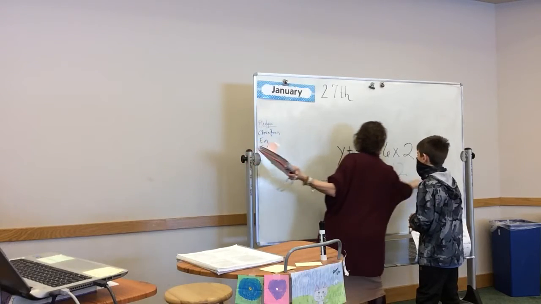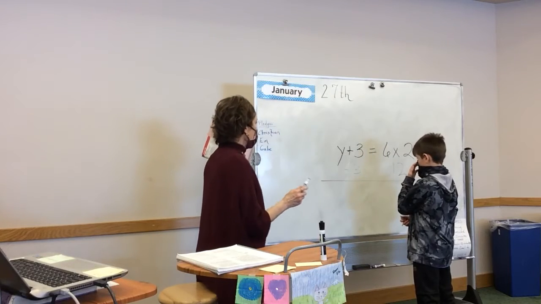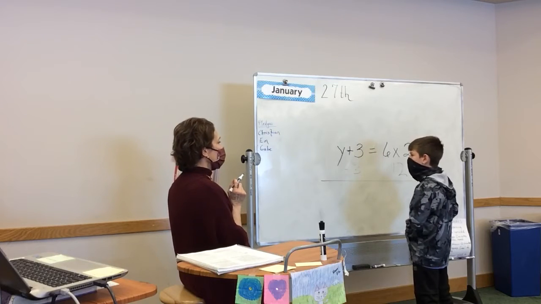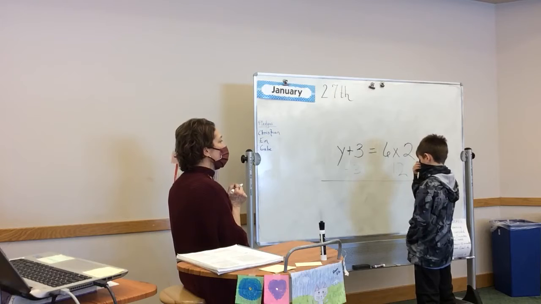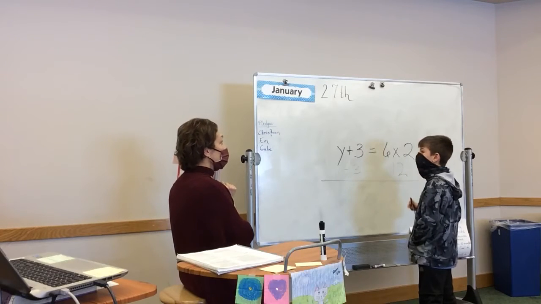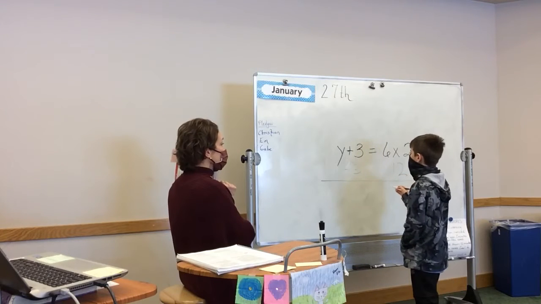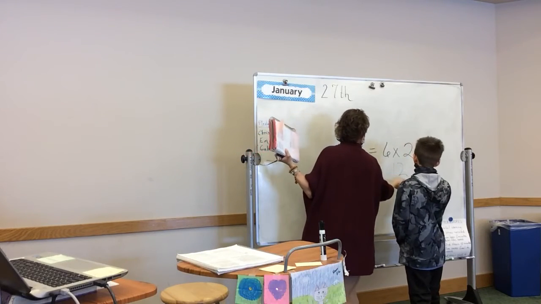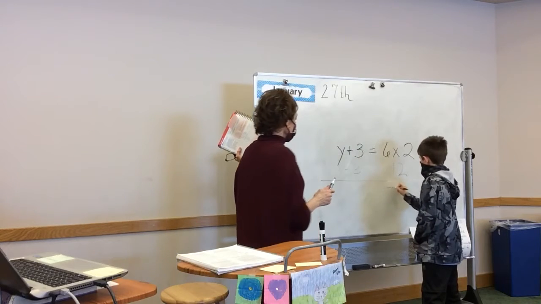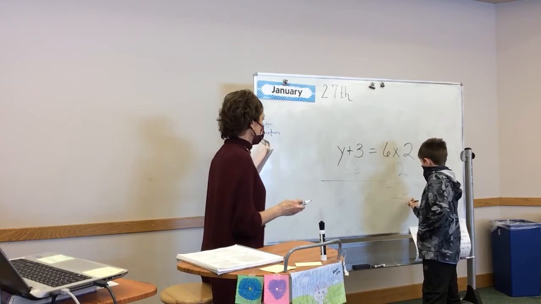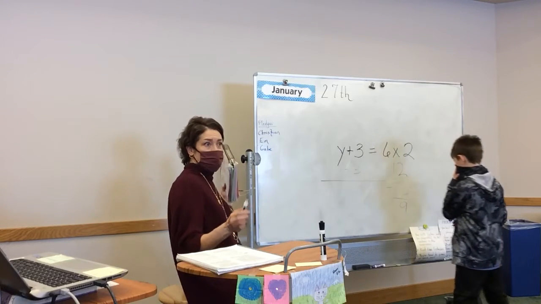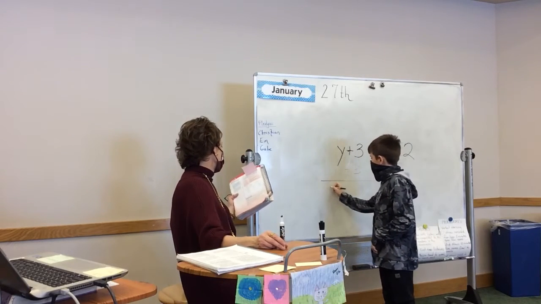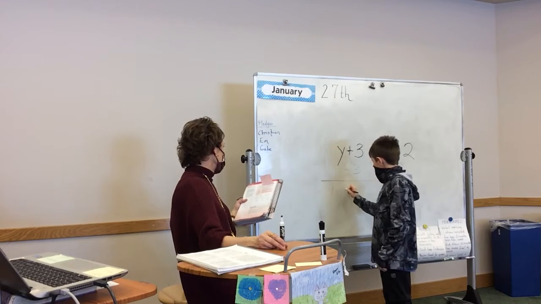So let's put a big, all right, so now, have we figured out the mystery? Sort of, no, you have one step to do, right? What do you have to do? Remember, if you do something on one side, you have to do it on the other. So you subtracted 3 from this side, so then you have to subtract 3 from 12. Correct? So, now do we have a mystery solved? Yes. Mm-hmm. What is the mystery number? 9. Yes.